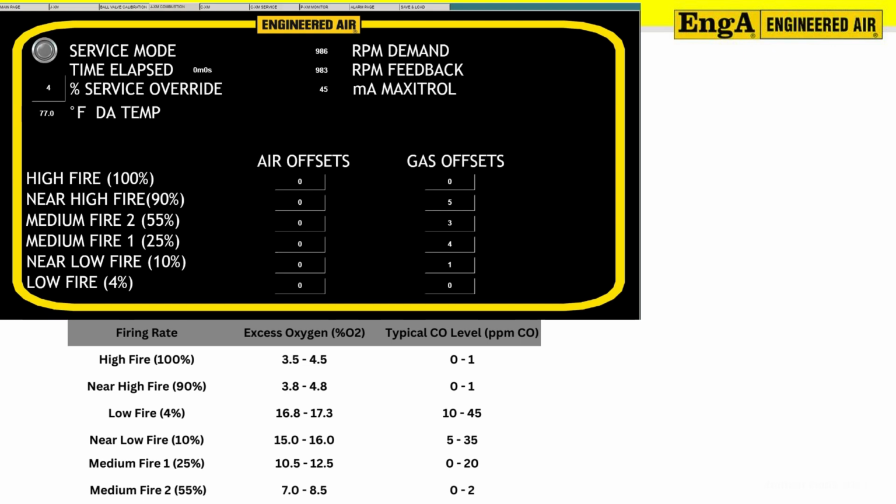While completing the following steps, monitor the discharge air temperature to avoid exceeding 180 degrees Fahrenheit or dropping below 40 degrees Fahrenheit, which will result in tripping a high or low temperature limit. To begin, press the service mode button and enter the first service override percentage as 100. Monitor the RPM demand and feedback, as well as the milliamp demand for the modulating valve, to ensure that these figures are relatively stable before checking your measured values.